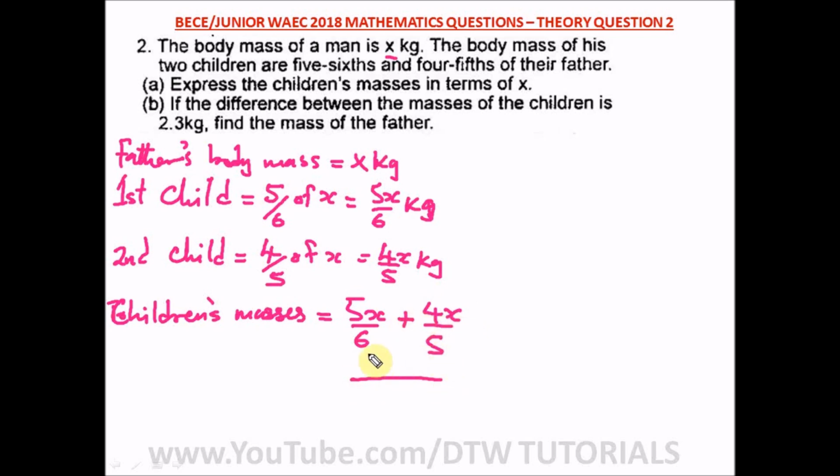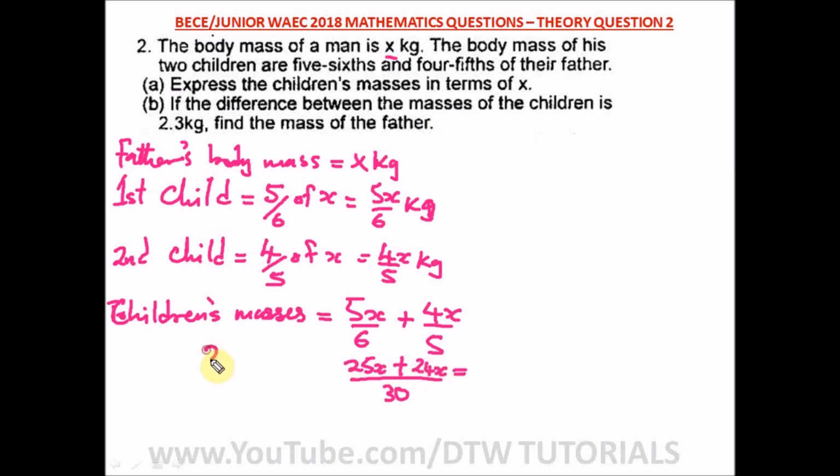Okay, so let's add this. This is a fraction, and what's the LCM of 5 and 6? We can just use 30, simply saying 6 times 5, which is 30. So let's use 30 here. 6 will go in 30 five times, and 5 times 5x will give us 25x. Don't forget the x, plus 5 in 30 will go 6 times, and 6 times 4x will give us 24x.